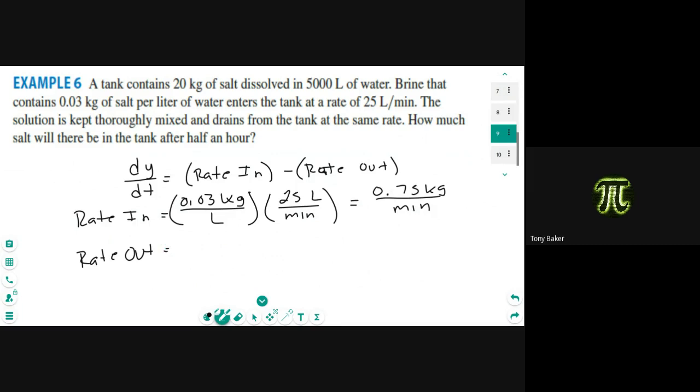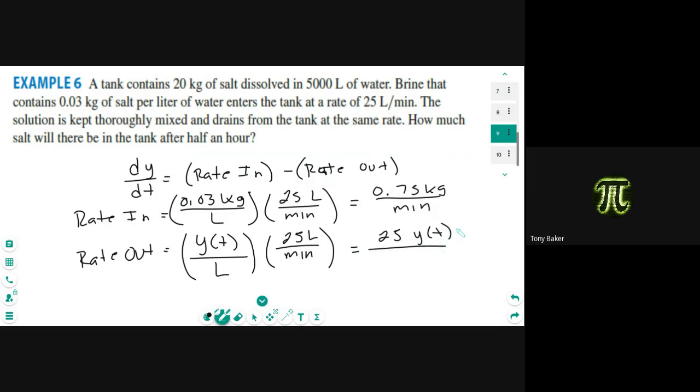All right, what's my rate out? How much salt's leaving the tank? Same amount? No. Because whatever the mixture is going to be at that point, right? So we don't know how much salt's leaving the tank. That's your y of t per liter. It's still 25 liters per minute. Oh, I see now. So your rate out is 25 y of t over the volume, in kilograms per minute.